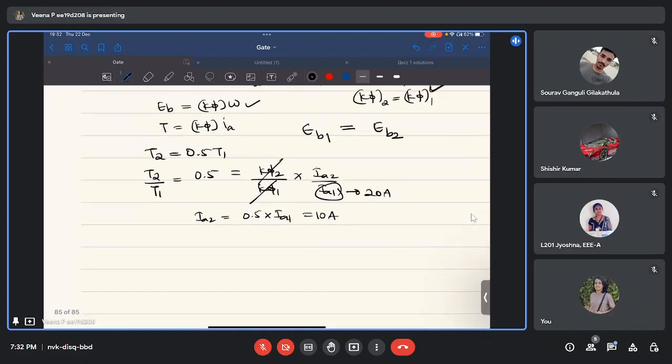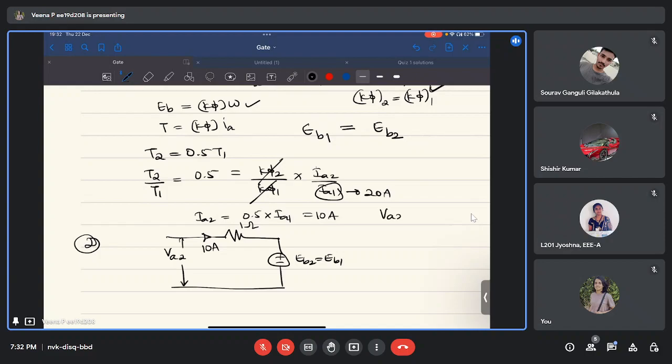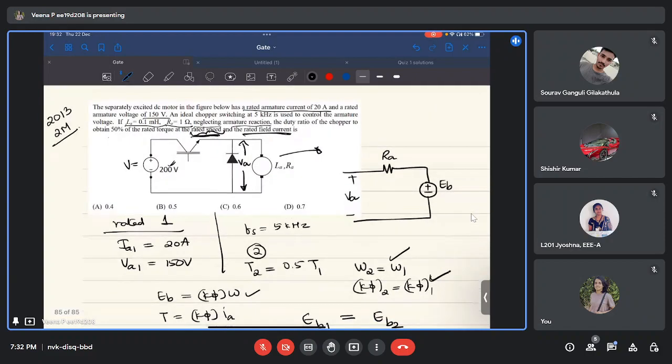So in the case in which you are interested, you have Va2, you have Ra the same as 1 ohm and you have a back EMF. The back EMF is the same as the previous case, so this EB2 is the same as EB1. This current you got as 10 ampere. You have to find Va2. The problem asks you to find the duty ratio of the chopper. What is the meaning of duty ratio? The output voltage by input voltage. That means at the end they have asked you for D2, which is Va2 by V.